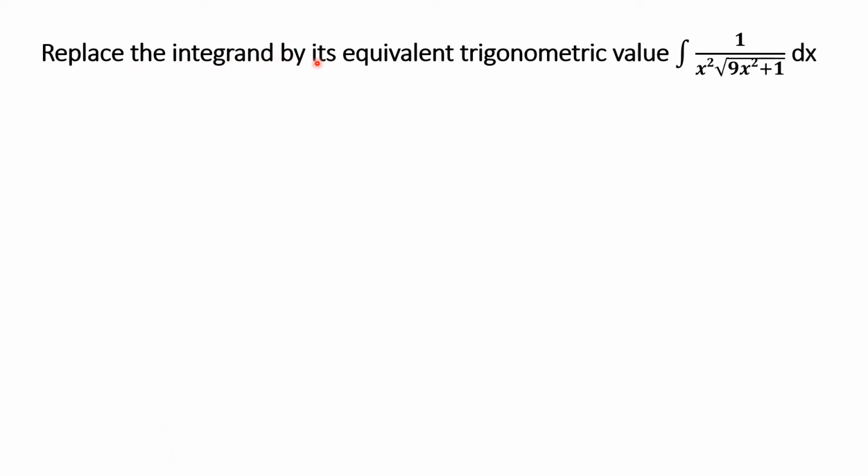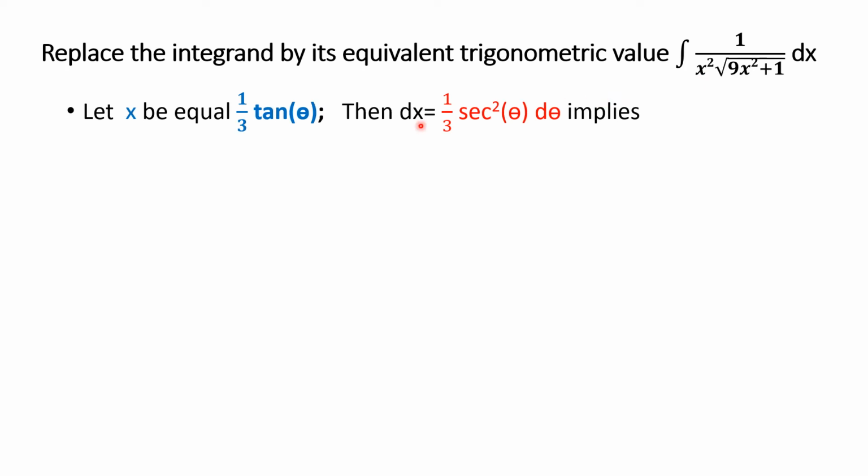Replace the integrand by its equivalent trigonometric value. What we have here are just algebraic expressions in terms of a rational function. We want to replace the integrand, which is this, by trigonometric functions. To do so, we have to think about what value x should have.